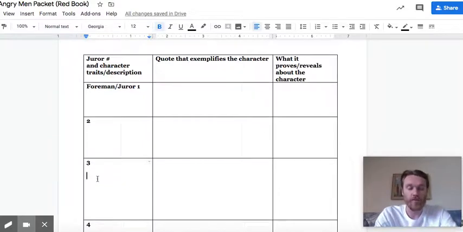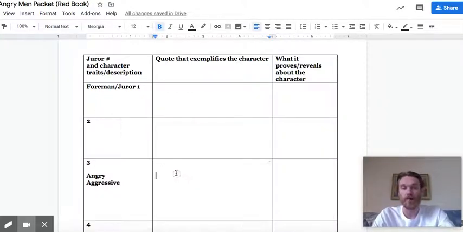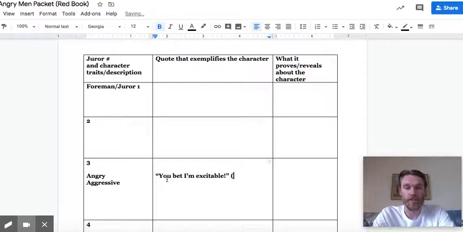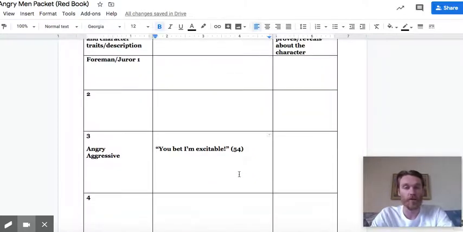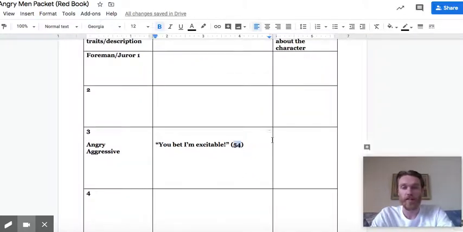For example, juror 3 is pretty angry. He's aggressive. So that's something that we could jot down. And there's definitely more you want to write down. In the middle, we have a quote that exemplifies or that's typical of that character. For juror 3, we're going to write, "You bet I'm excitable," which he does say. And then we always want to add a page number. I'm going to write 54 for page 54. It's not on page 54, but we're just going to go with that for right now.